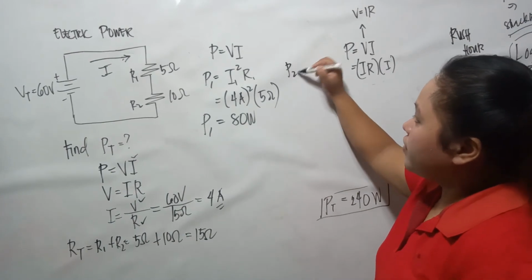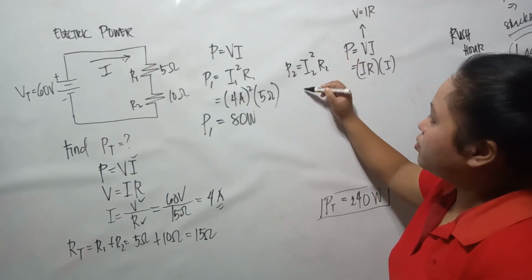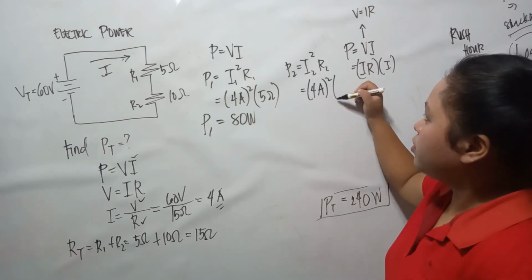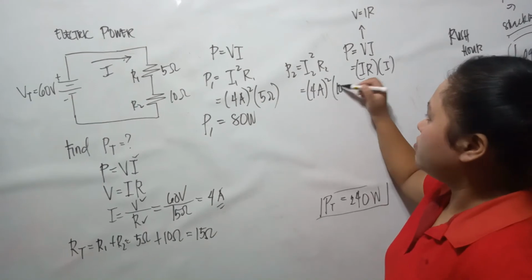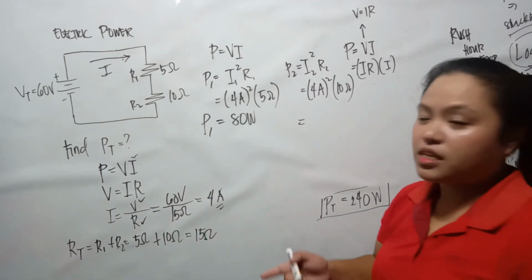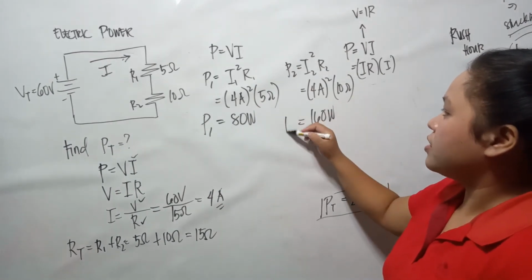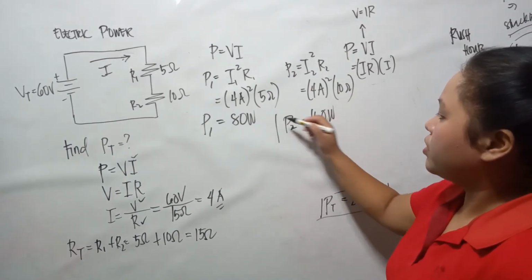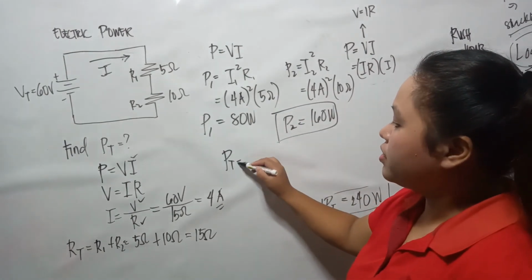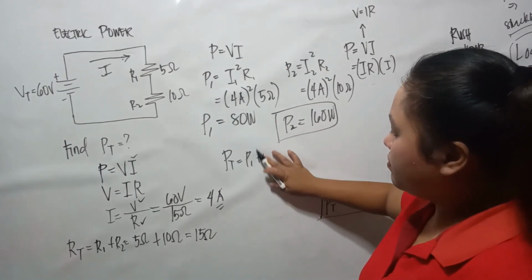Let's try finding P2. We have I2 squared R2. The current is the same, 4 amperes squared, multiplied by resistor 2, which is 10 ohms. 4 squared is 16, multiplied by 10, we have 160 watts. So at P2, we get 160 watts. Again, total power is equal to P1 plus P2.